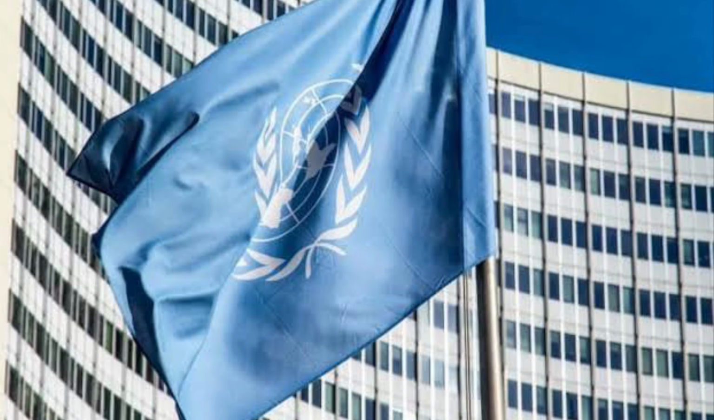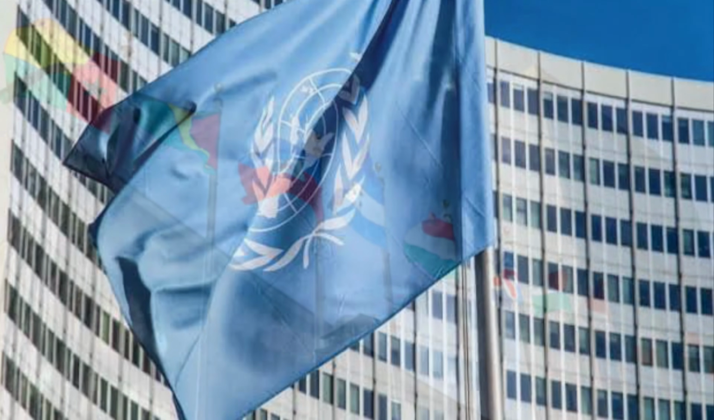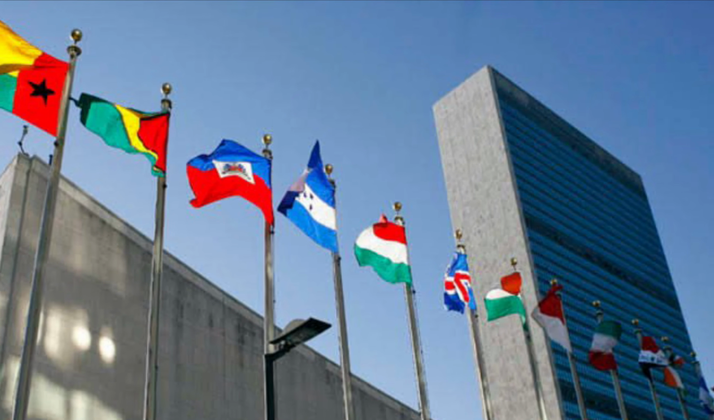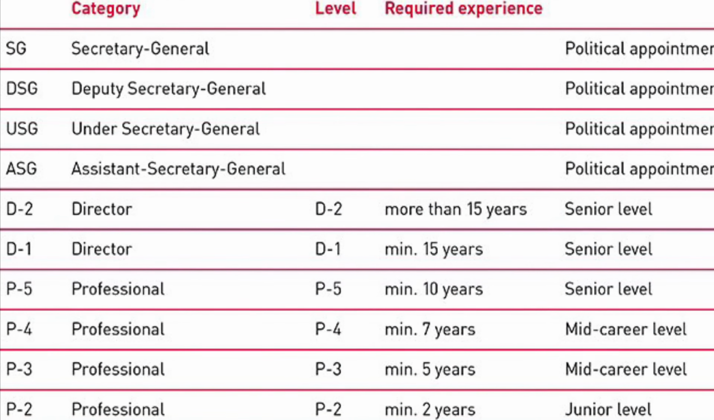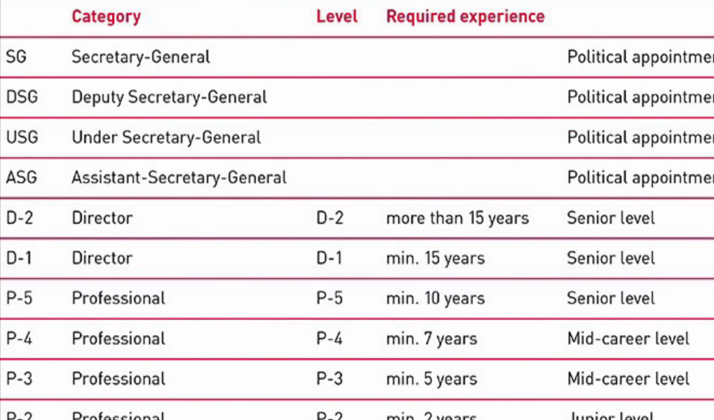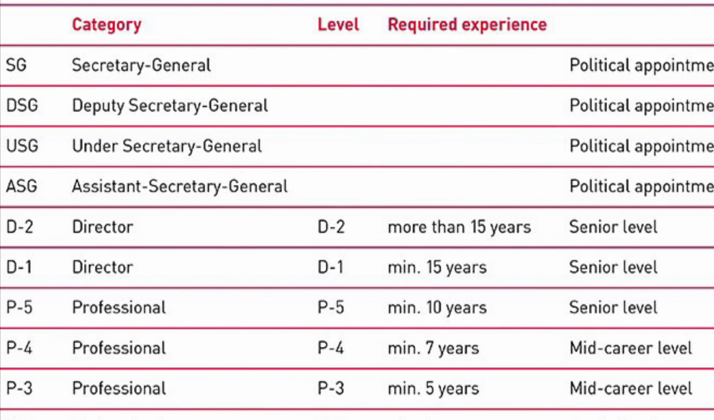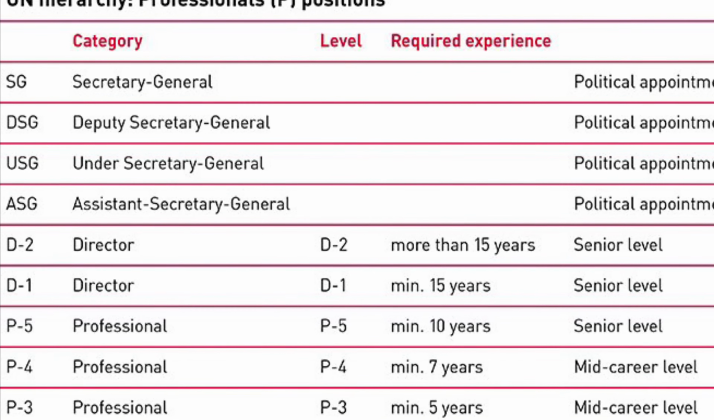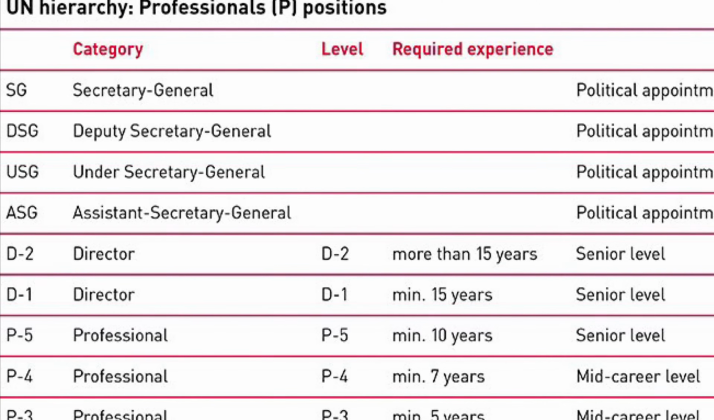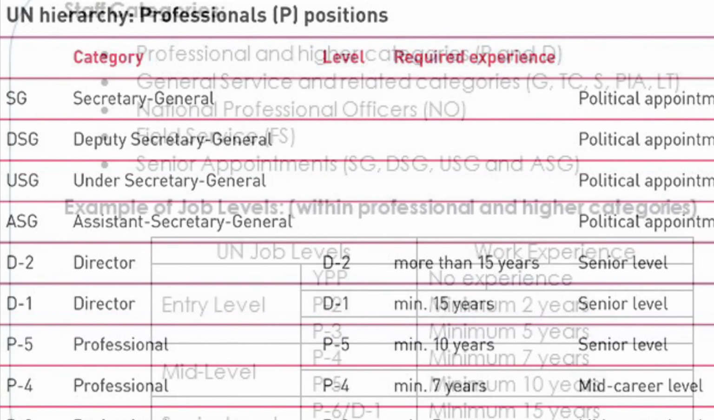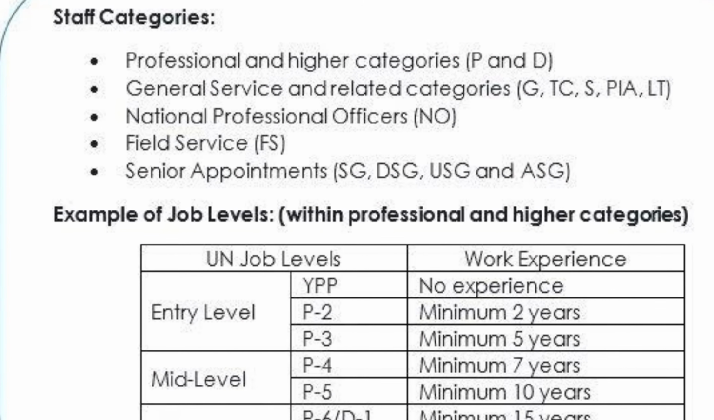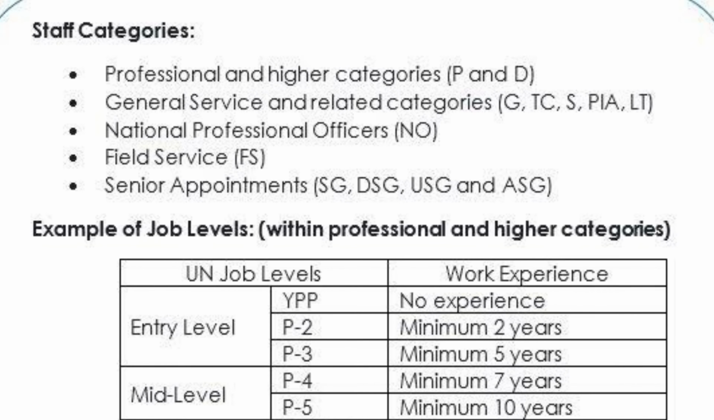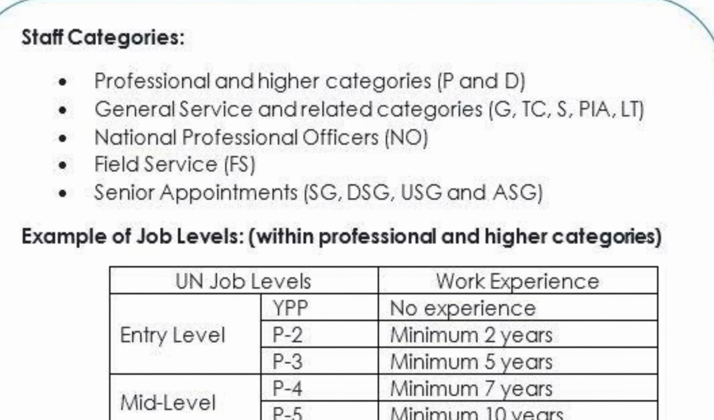United Nations workforce is made up of different categories of staff. Within each category, there are different levels, which reflect increasing levels of responsibilities and requirements. These categories include professional and higher categories, that is P and D positions, general service and related categories, national professional officers, field service, and senior appointments, that is SG, DSG, USG, and ASG.